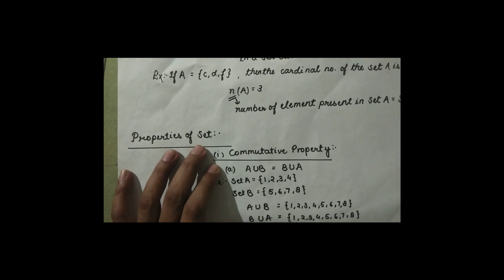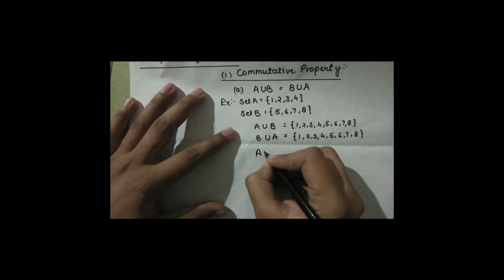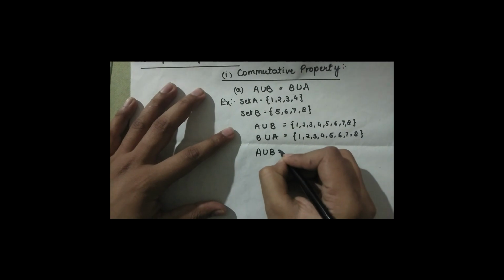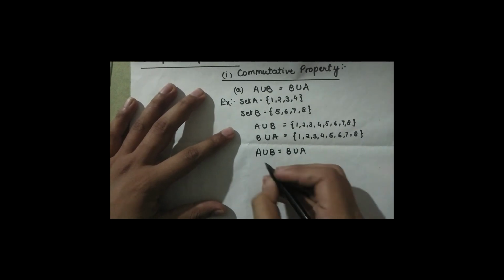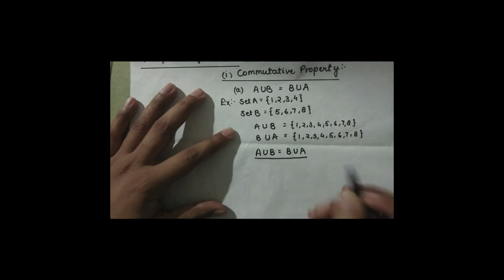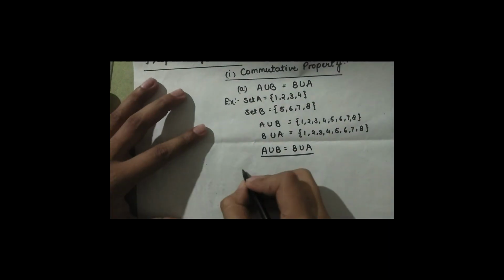Okay, so here we clearly see that A union B equal to B union A. So next we move on to the other property.